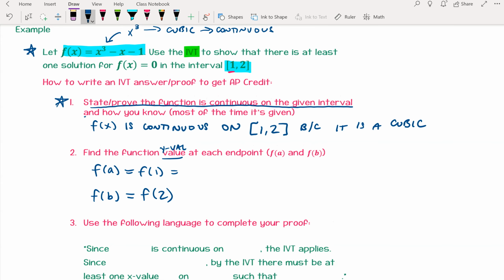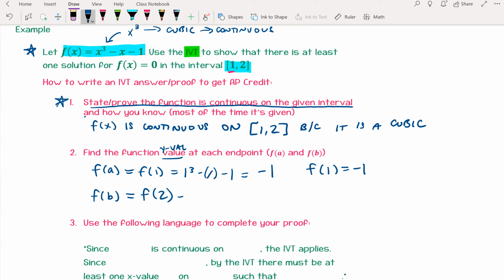So f of 1 equals 1 cubed minus 1 minus 1, which equals 1 minus 1, that's 0, minus 1 equals negative 1. All right, so f of 1 is negative 1. Now, if you want, you can write that down. Sorry, instead of a, let's put in 1, because that's what a is.